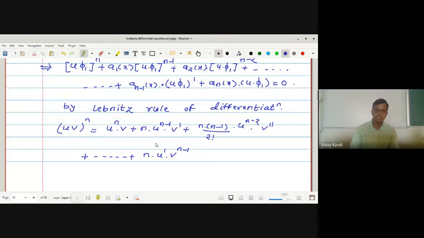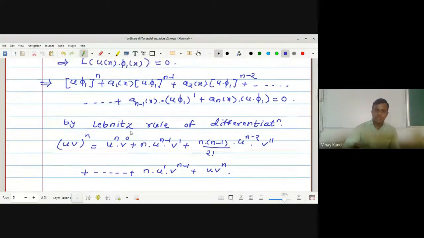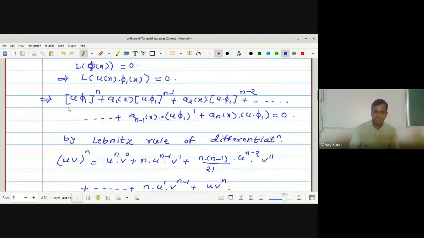The addition of the two derivative orders should come to n: here the nth derivative and the 0th, here 1 and n minus 1. What is the addition of both? It is n. So here u raised to 1, v raised to n minus 1, plus u as it is and v raised to n. Okay, so this is the Leibniz rule of differentiation. Now we have to apply this rule to u into phi raised to n.